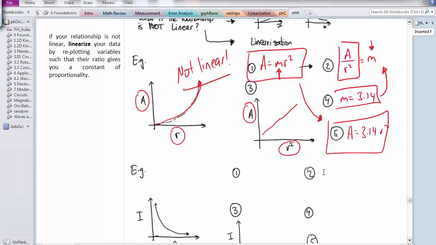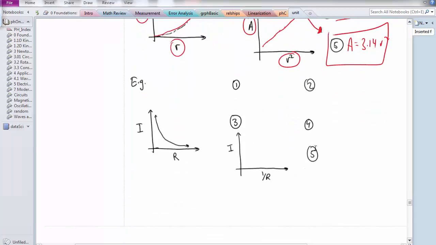In another example, let's look at if we plot I and R. This is current and resistance, but who cares what that is right now. What we notice is that this is not linear, so do not put a straight line through this. So what's the general equation?